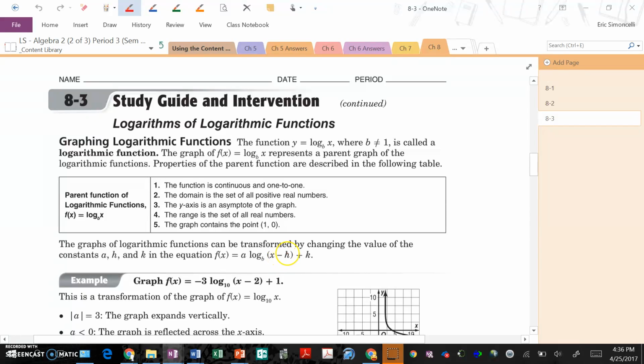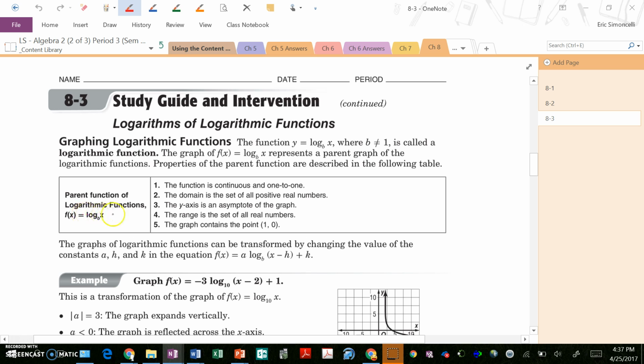Hello, Algebra 2 students. Today we're going to continue section 8.3, Logarithms of Logarithmic Functions. Graphing logarithmic functions. The function y equals log base b of x, where b is not equal to 1, is called a logarithmic function. The graph of f of x equals log base b of x represents a parent graph of the logarithmic functions. Properties of the parent function are described in the following table.